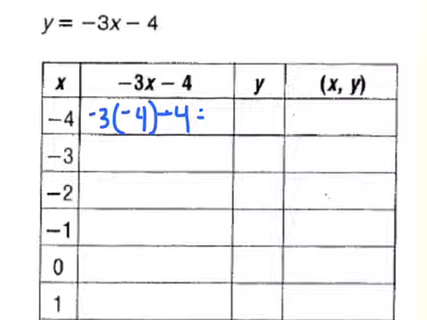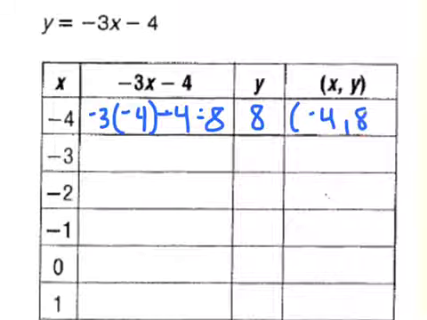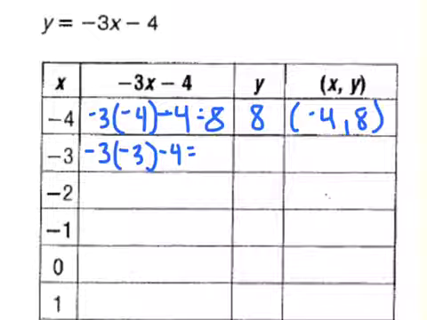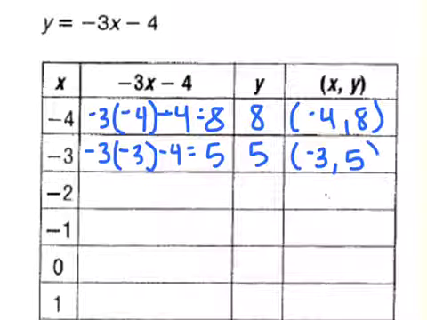So -3 times -4 is 12. And then 12 minus 4 is 8. So we know our y value is 8. And our coordinate is the x, -4, and the y, 8. So then on the next one, we're going to do the same thing. -3 times our x, which is -3, minus 4. -3 times -3 is 9, and 9 minus 4 is 5. So our y equals 5, and our coordinate is x, -3, y, 5.